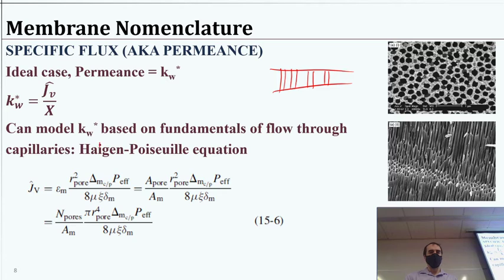I think that's not supposed to have an I there. HAGEN and, I don't know how to pronounce it, I think it's POISEUILLE or something, equation. Essentially that gives us a roadmap to do the permeance or the specific flux calculations on that fundamental basis without doing the observation.